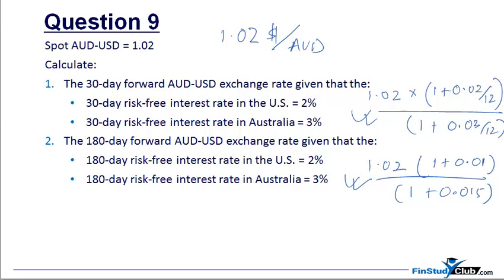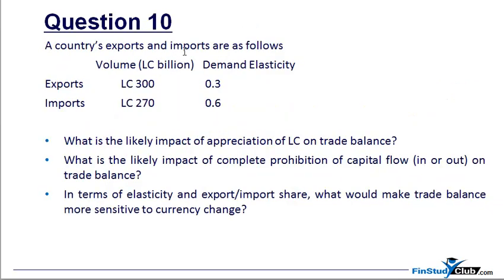Moving on, the last question. A country's exports and imports are given as follows. So they have been indicated. The exports in local currency terms is 300 billion. The imports is 270 billion. So clearly the company, rather I stand corrected, the country has a trade surplus. Now the demand elasticity as well has been given for exports is 0.3, which is quite low, and for imports again it's not very high but relatively higher than exports, it is 0.6.